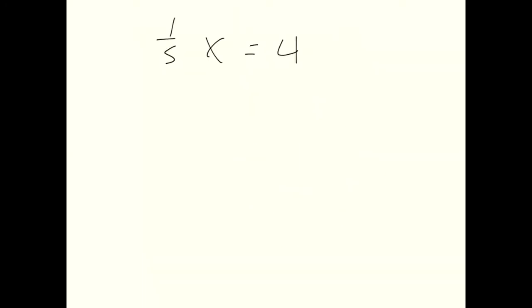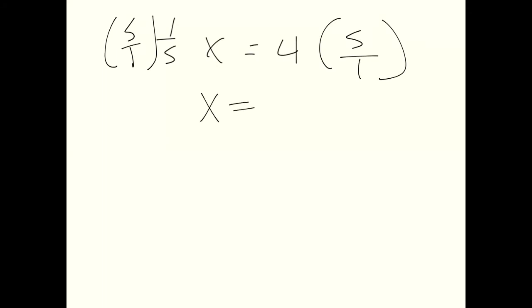When solving equations like these, you are going to want to multiply on both sides by the reciprocal. So you would want to divide by 5 on both sides. And so you're going to want to do 4 times 5, which will give you 20.